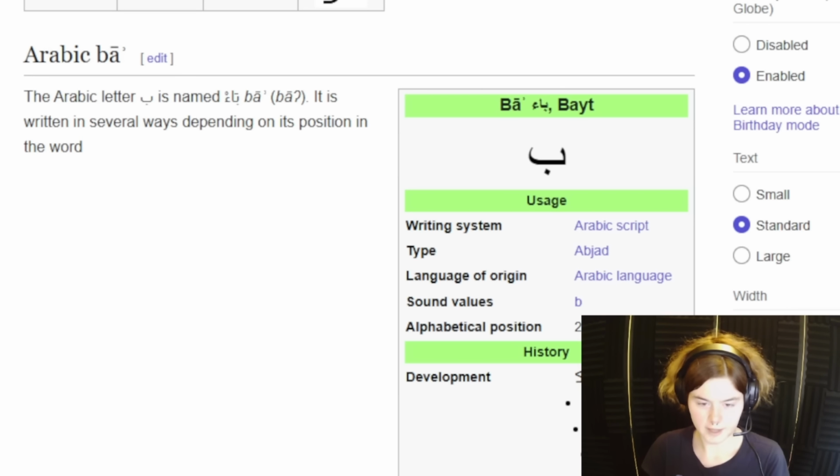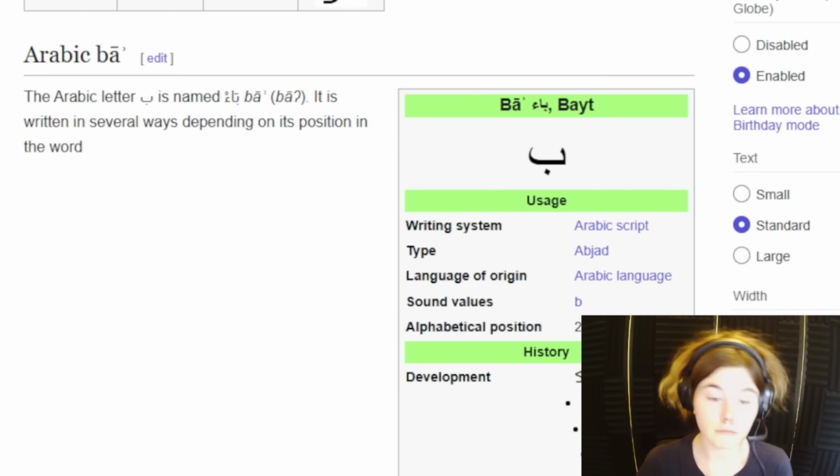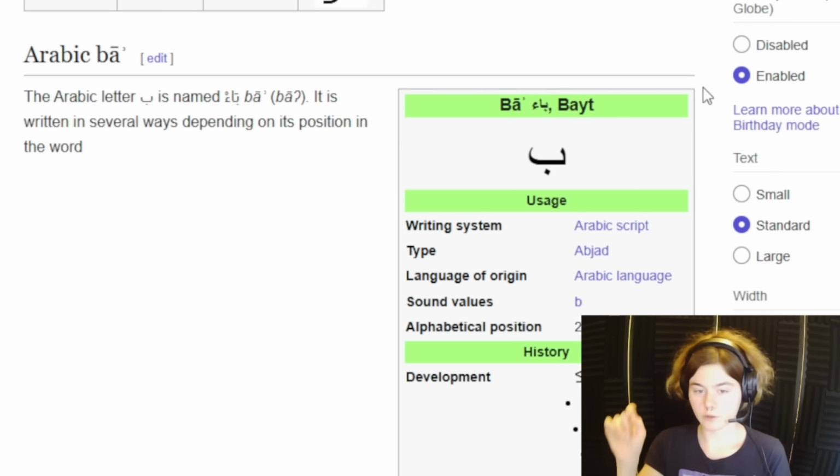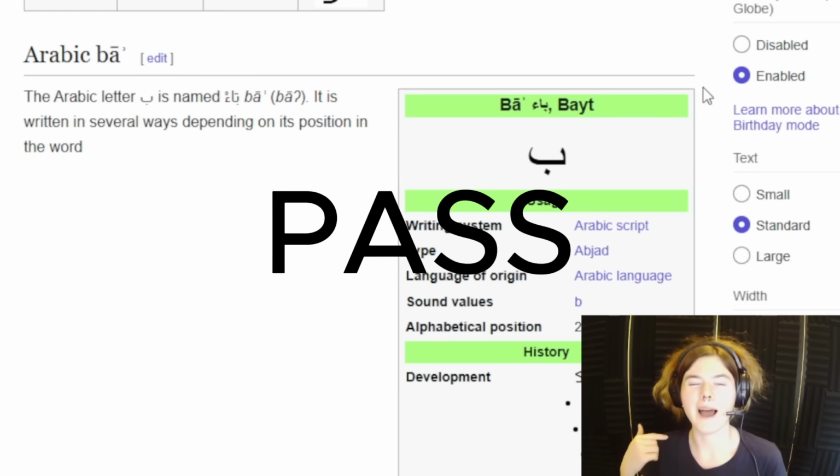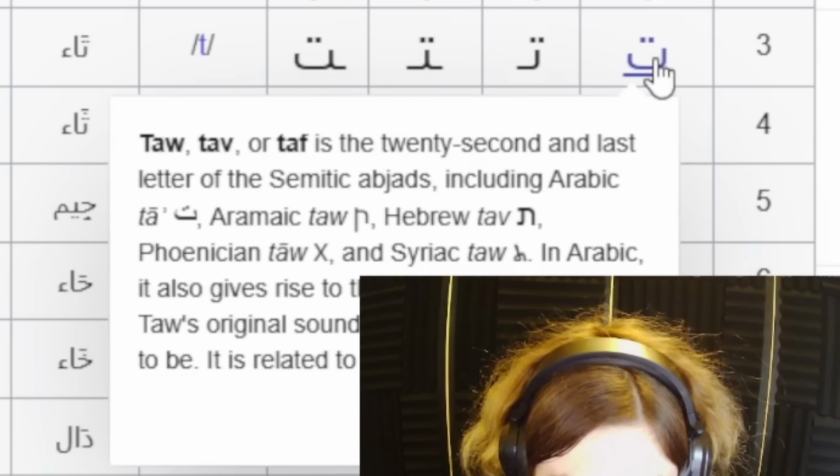Oh, so this is just like B in English, I think. It's just B. Okay. The way that it's written is really cool. However, the sound to me is boring. I like novelty when it comes to languages. I'm gonna pass. Next up we have Ta.